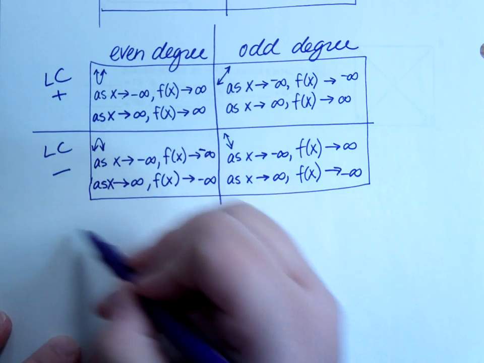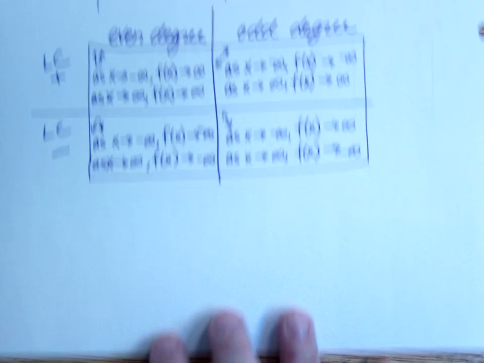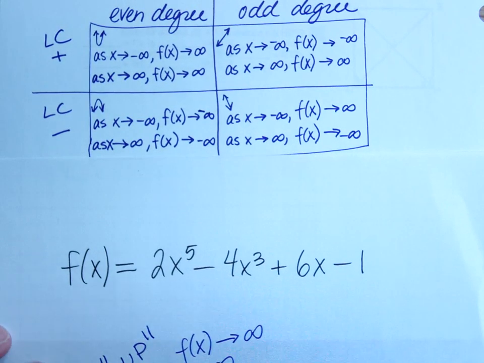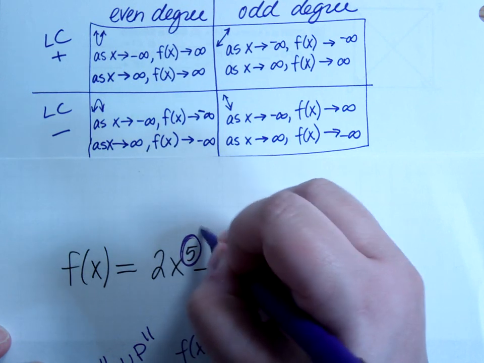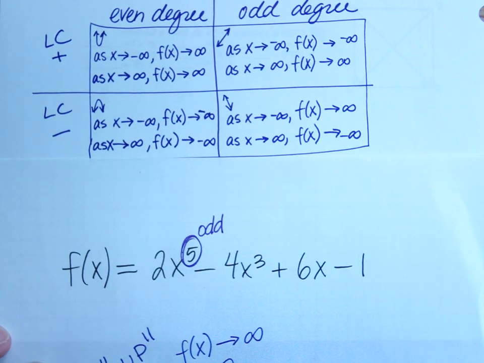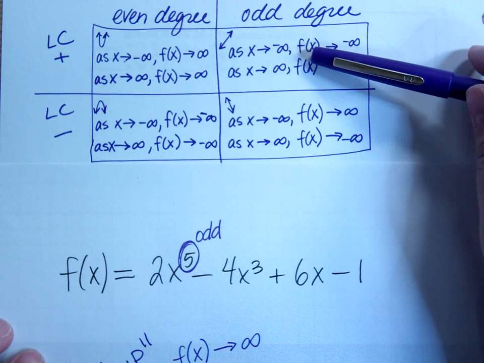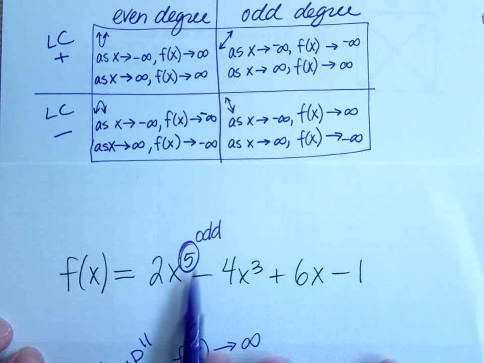So going back to our little polynomial we had right here, it has a degree of 5. That's odd. So here I'm basically going to treat it like a line, meaning the two ends are going to go in opposite directions. It's either down on the left and up on the right, or up on the left and down on the right.